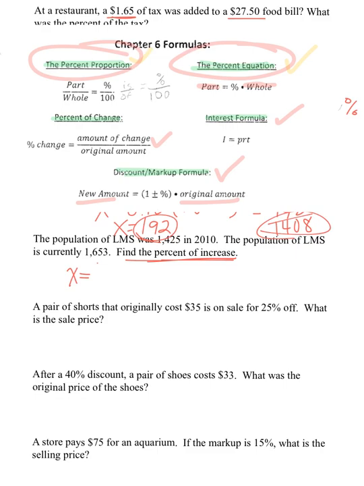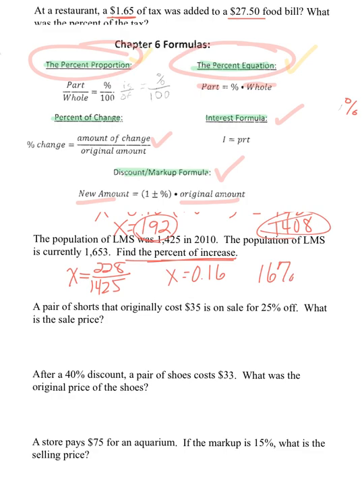It went from 1425 to 1653, so that's 228, over the original amount. Where did it start? Okay, it started at 1425. So you'll find out that your percent of increase is going to be 0.16, which is 16%.